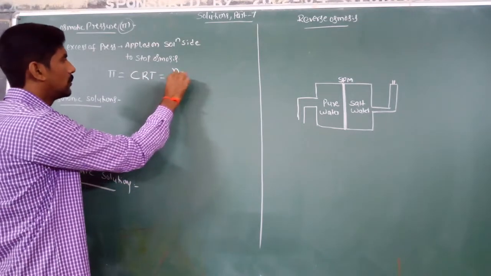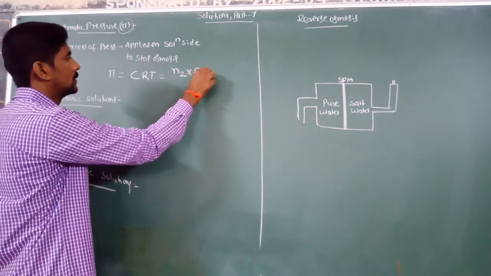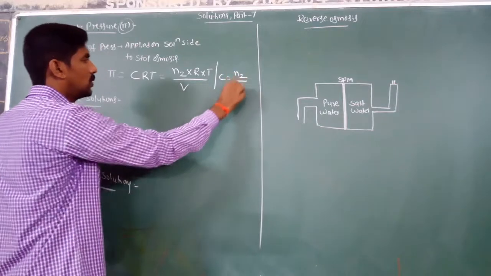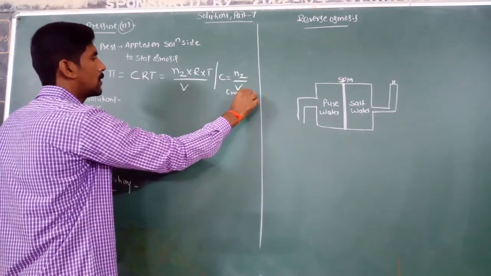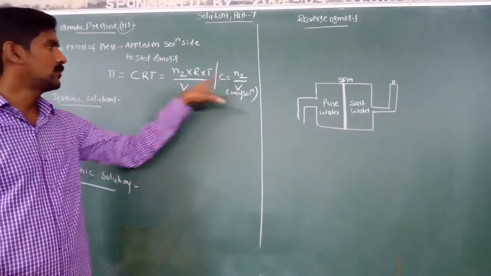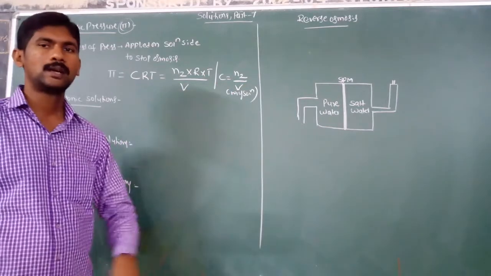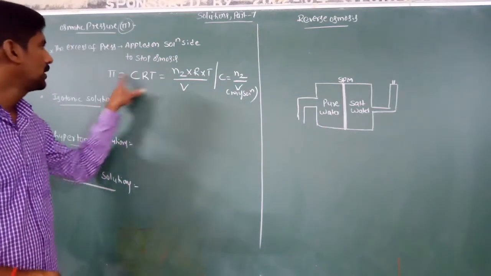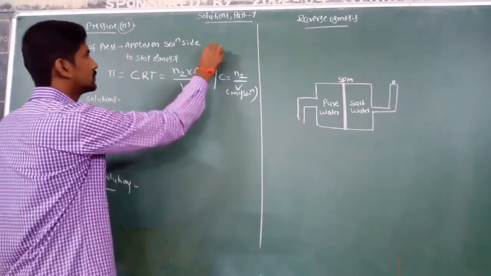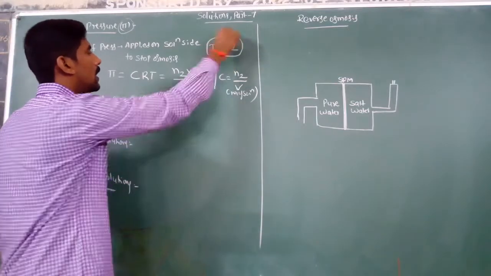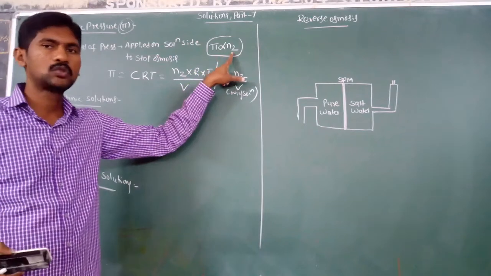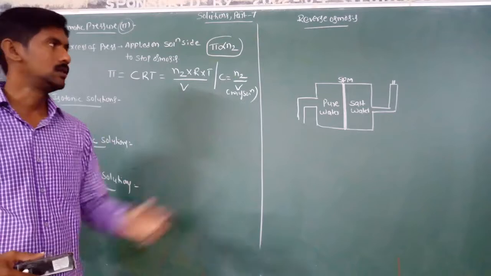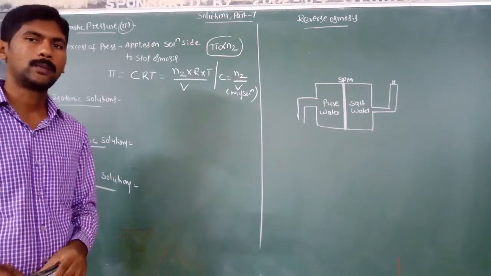Concentration is equal to number of moles of solute by V, where V is volume of solution. N2 is number of moles of solute. From this expression, we concluded that osmotic pressure is a colligative property since it depends on the number of moles of solute. Osmotic pressure depends on the number of solute particles present in the solution. Hence, it is a colligative property.